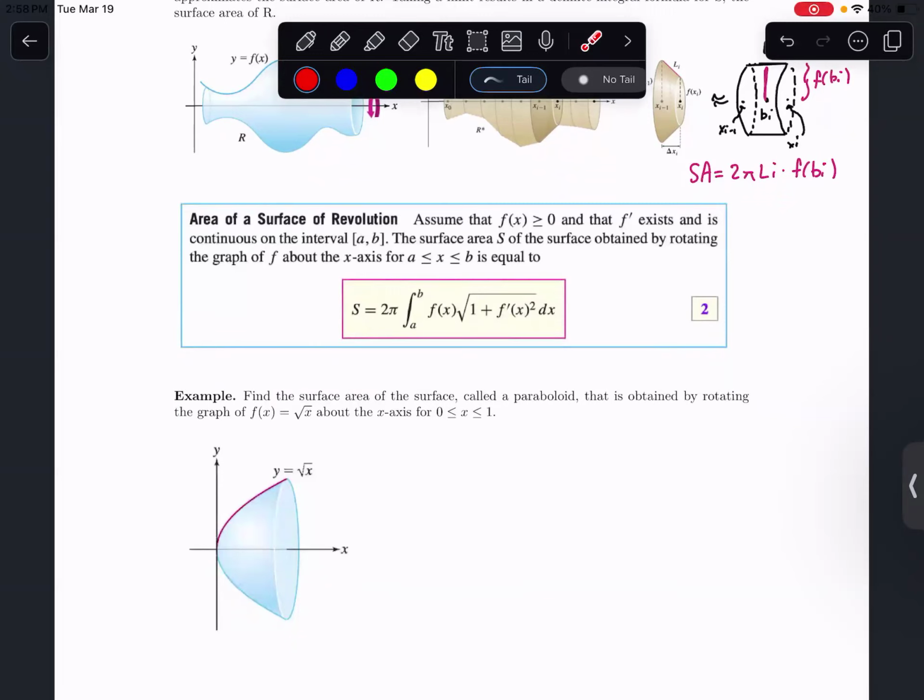Which one? 5 point... I don't know what this is in terms of. Yeah, so it'd be pi over 6 times 5 to the 3 halves power minus 1. Yeah.